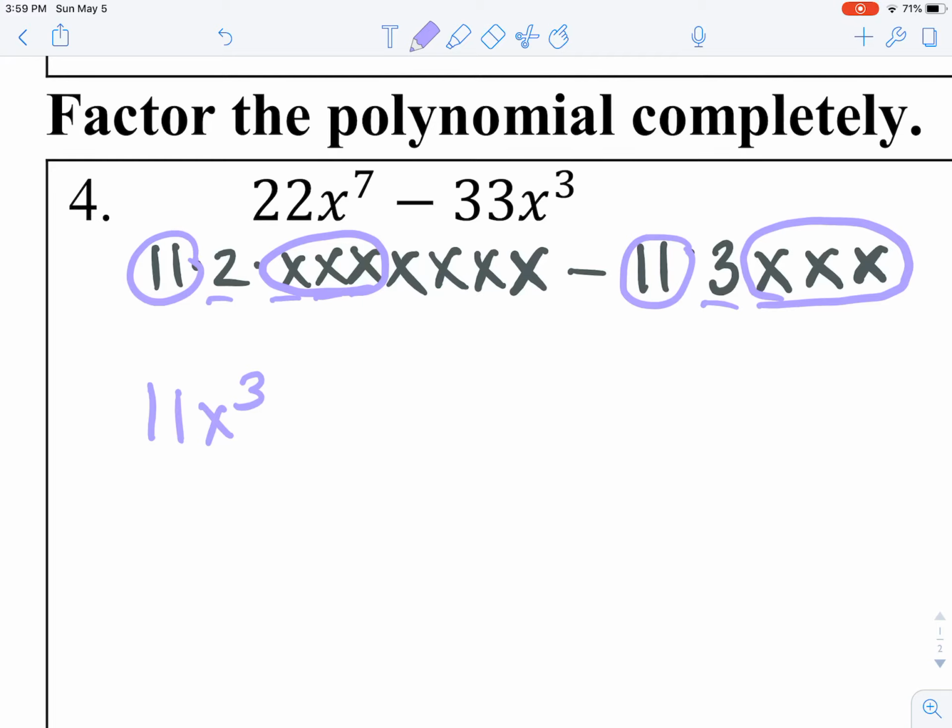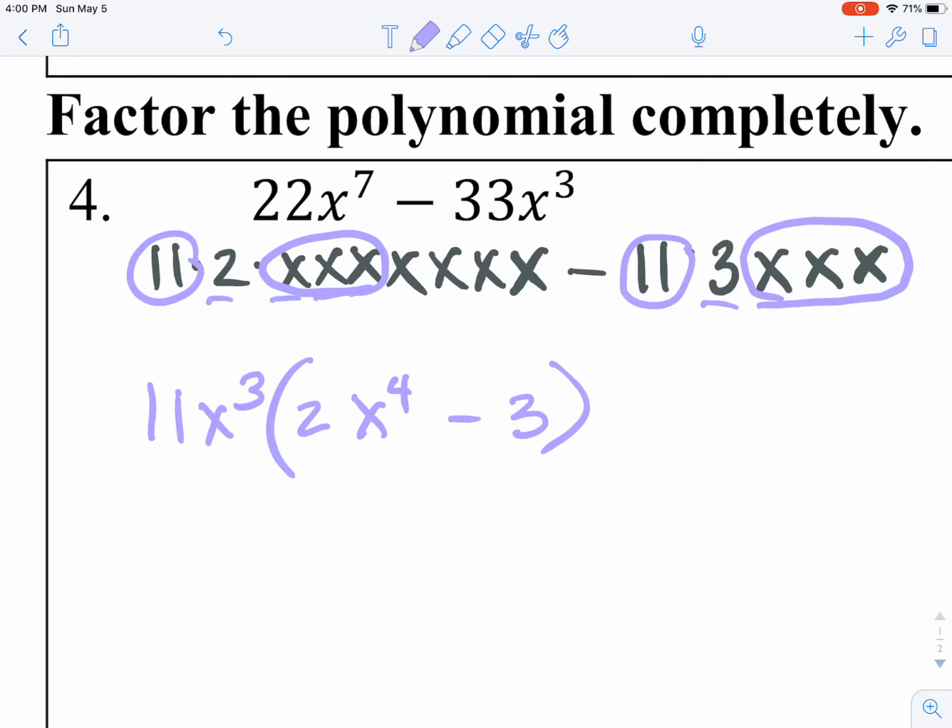Now, if I factor that out, what I'm going to be left with is everything that we didn't just circle and take out. So 2x to the fourth minus 3. That's what it looks like to factor a polynomial completely. So we took out our greatest common factor. There's nothing else we can do.